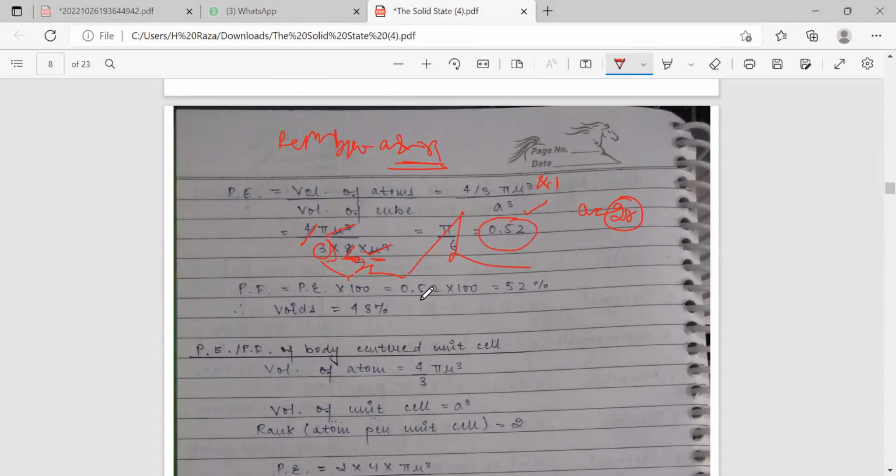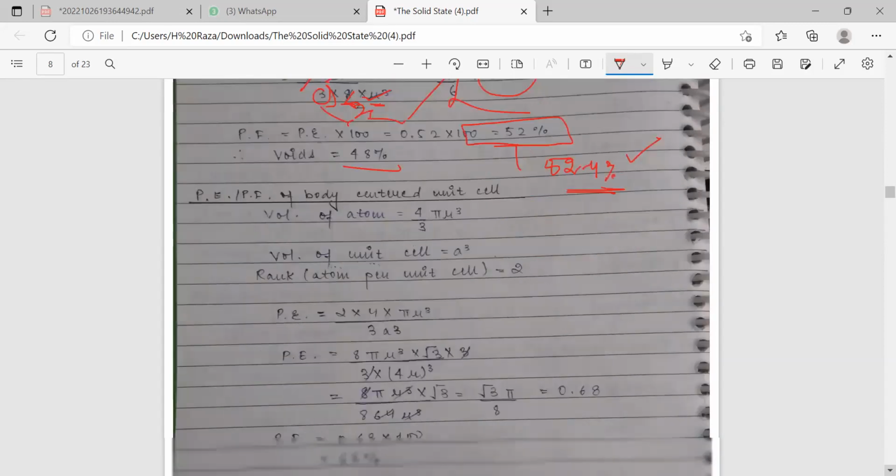And in SCC, the packing efficiency will be 52%. Or you can see the packing efficiency will be 52.4% if you are going to divide it more and more. Okay. So if the packing efficiency is 52%, what will be the void percent? It will be 100 minus 52, which is 48. That is 48%. Right?